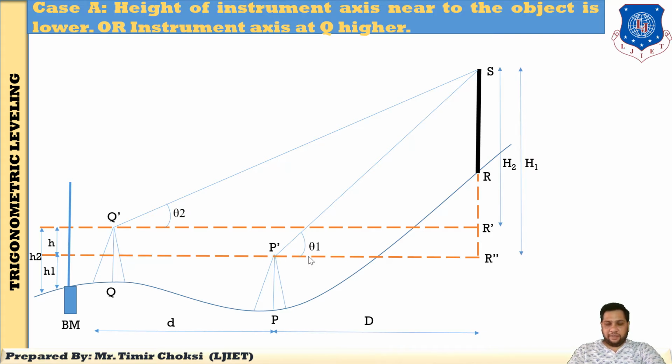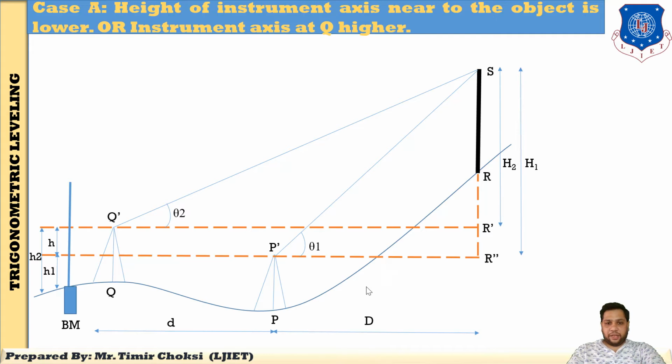From the instrument station at P you have to find two things. One is the angle of elevation, theta 1, and the other is the staff reading, small h1. Theta 1 is the vertical angle and small h1 is the staff reading. Similarly, set up the station at Q and find theta 2 as well as h2, the angle of elevation and staff reading at station Q. This is our benchmark, where the staff is held.